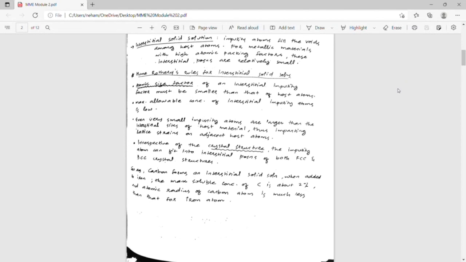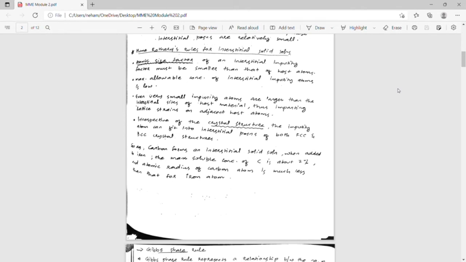Even very small impurity atoms are larger than the interstitial size of host materials, thus imparting lattice strains on adjacent host atoms. Irrespective of the crystal structure, the impurity atom can fit into interstitial positions of both FCC and BCC crystal structures. For example, carbon forms an interstitial solid solution when added to iron. The maximum soluble concentration of carbon is about 2%, and the atomic radius of the carbon atom is much less than that of the iron atom.